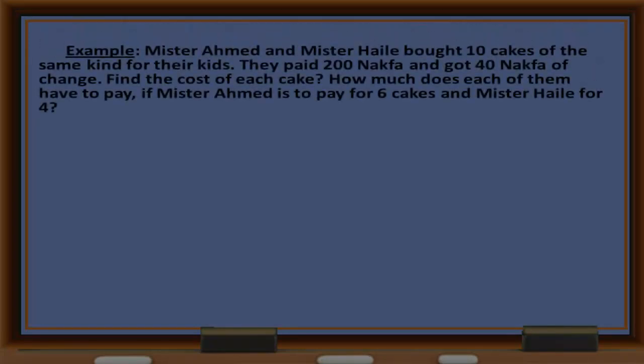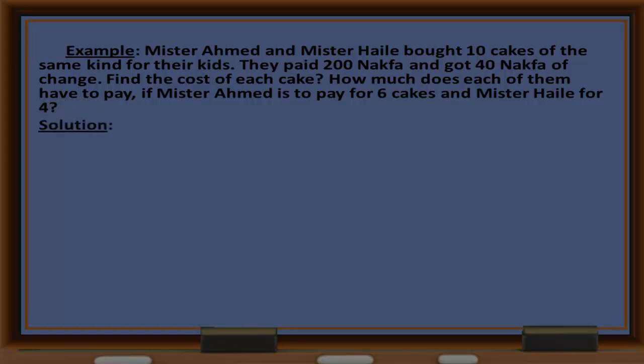Example: Mr. Ahmed and Mr. Haila bought 10 cakes of the same kind for their kids. They paid 200 nafa and got 40 nafa of change. Find the cost of each cake. How much does each of them have to pay if Mr. Ahmed is to pay for 6 cakes and Mr. Haila for 4 cakes?